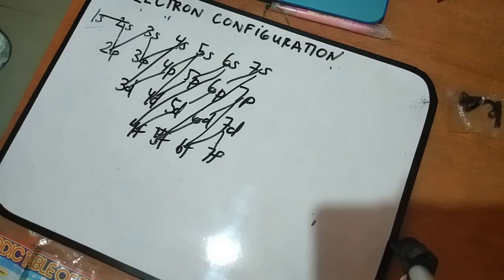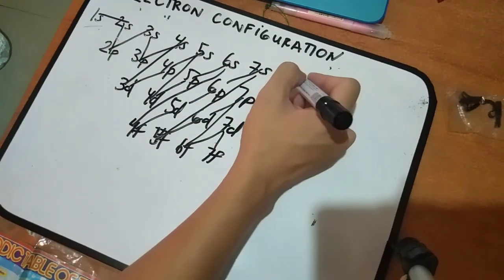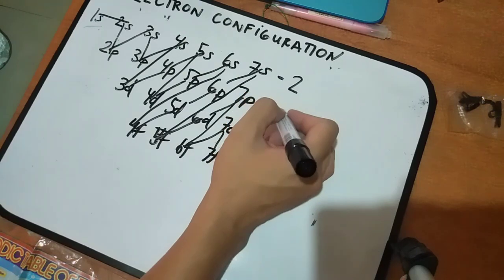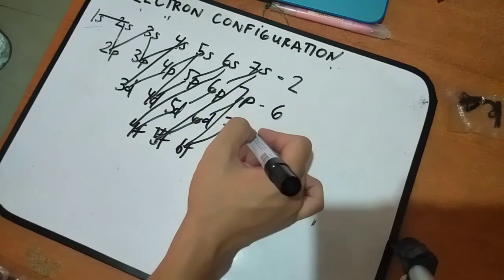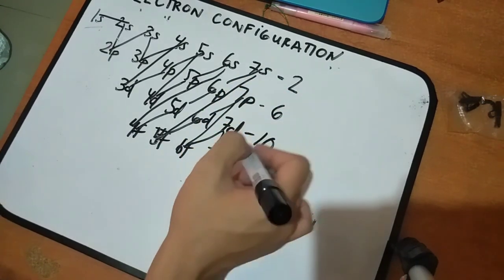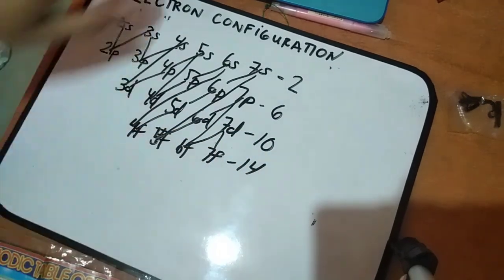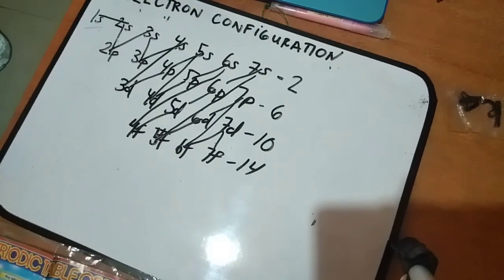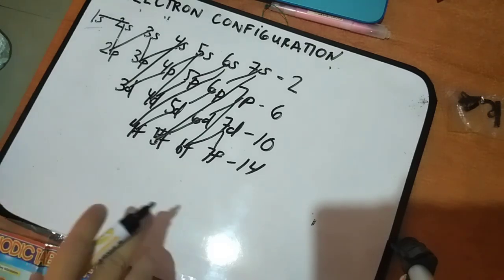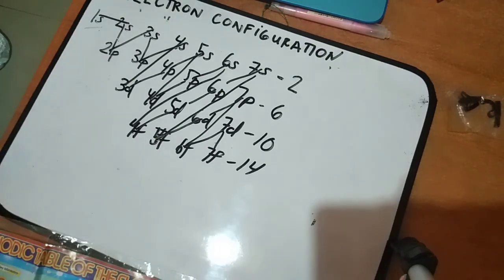So, sabi nga natin kanina, for S, the maximum is 2. Sa P, maximum is 6. Sa D, maximum is 10. And sa F, ang maximum ay 14 electrons. Okay? So, ang focus na natin dito ngayon ay yung S and P block. Okay? So, paano natin siya gagawin? So, let's just use the bottom part so at least we have a guide.